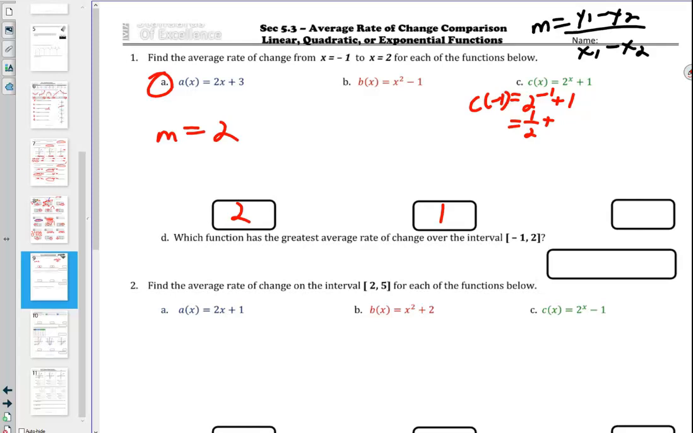How do you write 1 as a fraction? Well, yeah, you could write it as 1 over 1, but thank you. That was a better way of saying it because that way I already have a common denominator. 2 divided by 2 is 1, so that gives me 3. So one of the points I'm going to have is negative 1 comma 3 over 2.